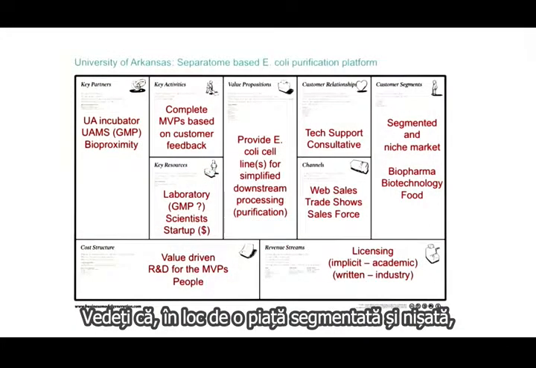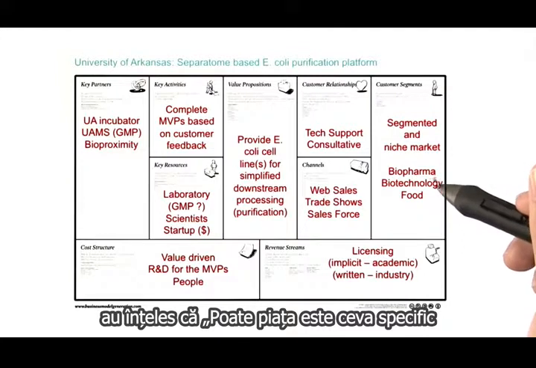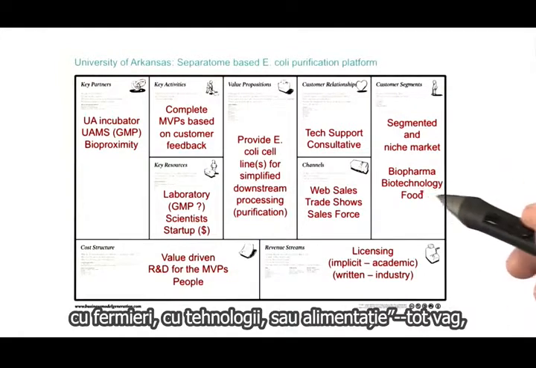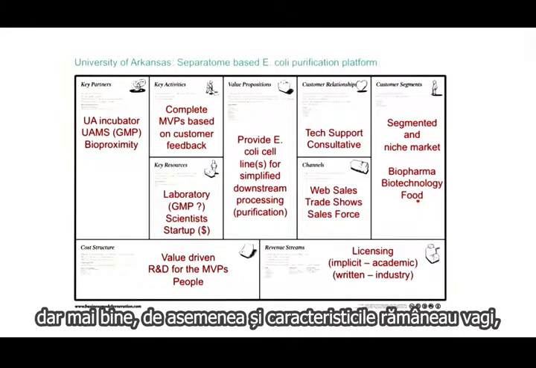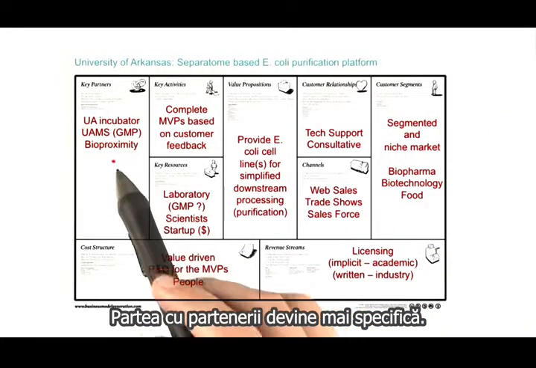And so now you could see, instead of segmented and niche market only, they started to understand, oh, maybe the market is somebody in something specific: biopharma, biotechnology, or food. Still kind of vague, but they're getting a little better. And then they're still a little vague on their feature set and gains and pains and value proposition. They're getting a little more refined about partners.